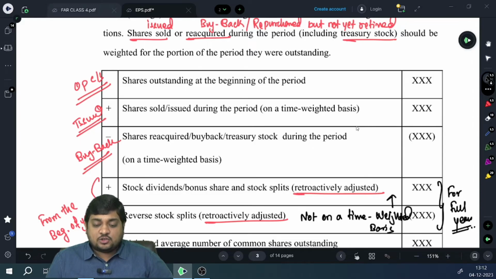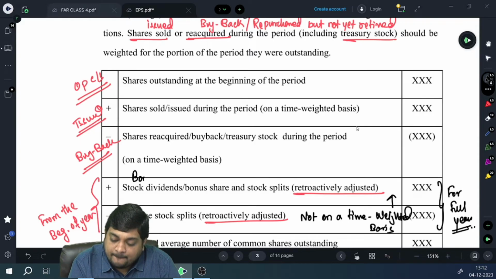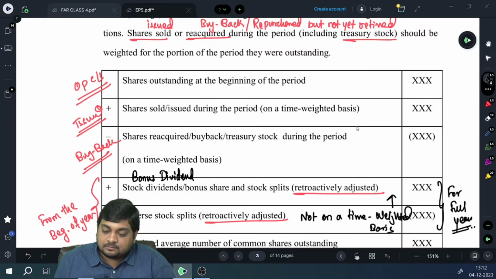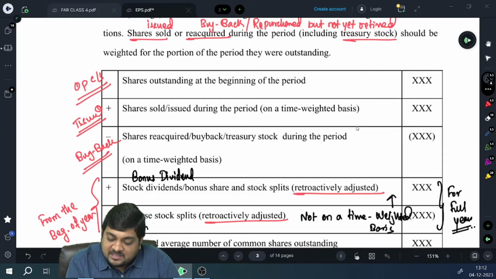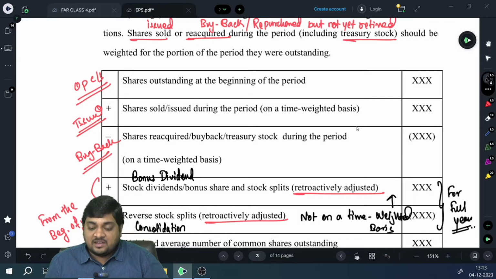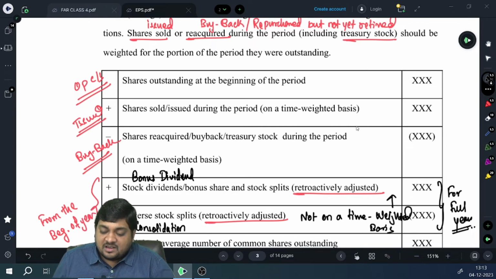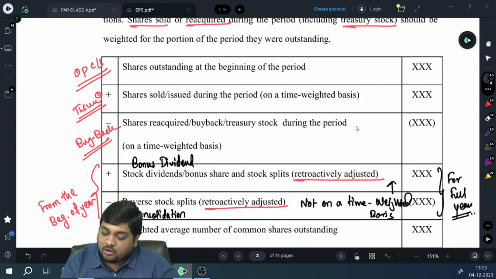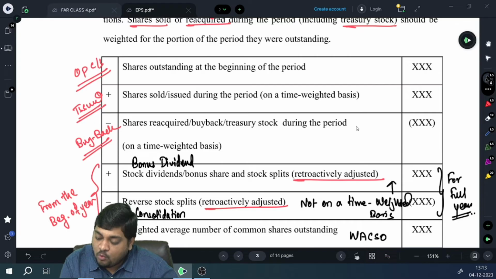So if you have given any stock dividend, meaning bonus shares, we have done it in stockholders' equity, right? Stock split, reverse stock split. Reverse stock split is basically consolidation. So these things need to be considered retroactively, that is from the beginning of the year, not on a time weighted basis. So we get the weighted average number of common shares outstanding. In short, we call it WACSO.